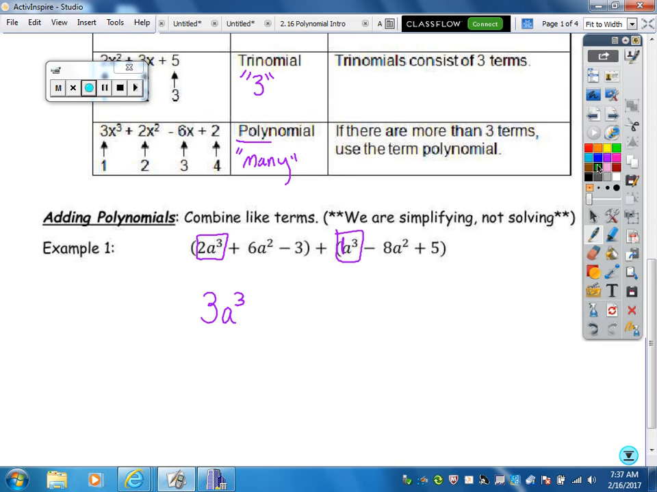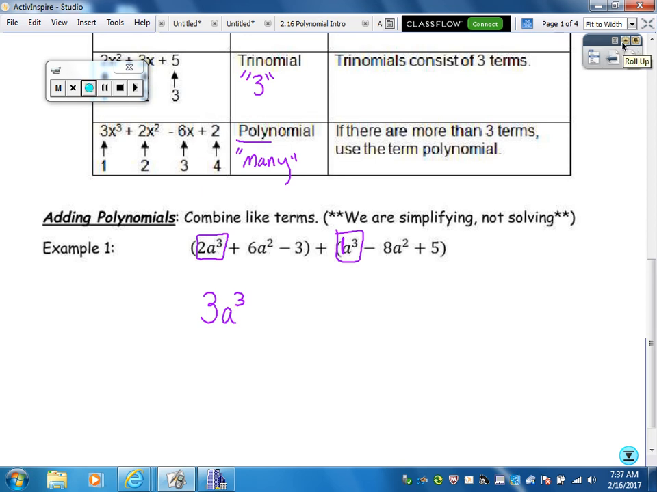I'm going to switch colors for our next term. I've got a positive 6a squared, and I have a negative 8a squared. So putting those together, 6 plus a negative 8 is negative 2a squared. Notice our negatives becoming a subtraction sign in between.